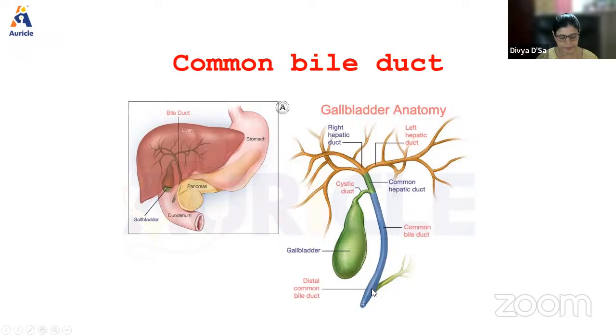Both the ducts pierce the duodenal wall separately, and after they pierce, they unite to form the terminal dilated part, which we call the ampulla of Vater. The constricted end of the ampulla opens on the summit of the major duodenal papilla. This major duodenal papilla is situated about 8 to 10 centimeters distal to the pylorus.